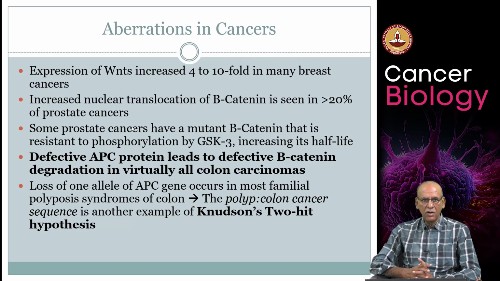That is seen in virtually all colon cancers. Just now I told you that in some familial forms, this polyp to colon cancer sequence is happening after the APC gets mutated. One allele of APC gene is lost in familial polyposis, and so when the other one gets mutated, you get a full-fledged cancer. So, as we discussed, it is following the so-called Knudsen's two-hit hypothesis.